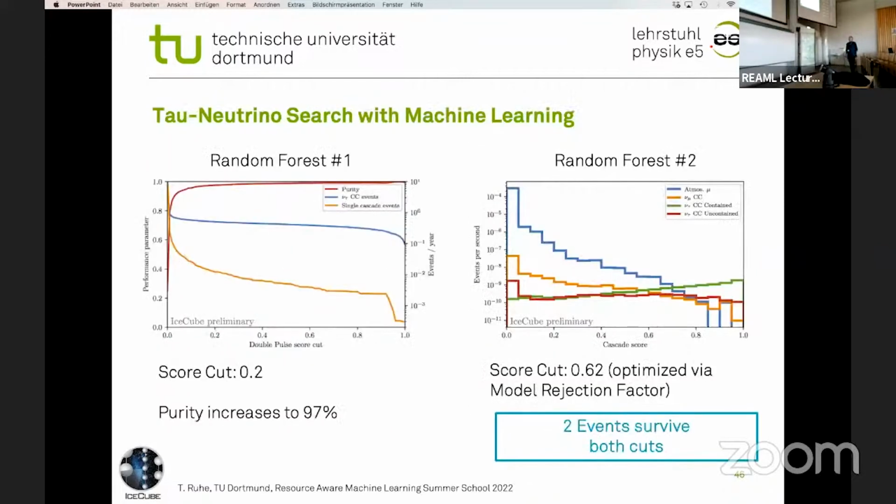Okay. And this you can also do by machine learning, of course. In this case, we have 2 random forests, where the first random forest is only trained to reject single cascades. The single cascades are in orange, and the double cascades are in blue. The second y-axis gives you the purity, and we can apply a relatively weak score cut at 0.2, and then proceed to the second random forest, where you would again try to reject the atmospheric muons that also come in all other types of background.